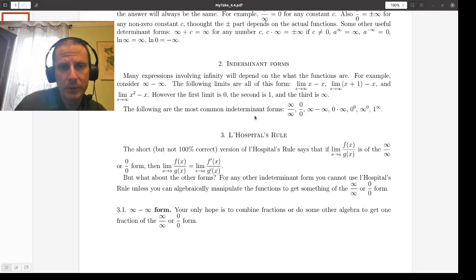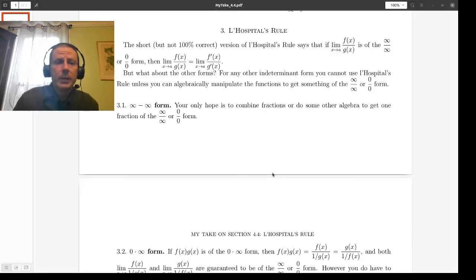So the main indeterminate forms, these aren't the only ones, but the main ones we concern ourselves with, are infinity over infinity, 0 over 0, infinity minus infinity, 0 times infinity, 0 to the 0, infinity to the 0, and 1 to the infinity. Now, L'Hopital's rule only directly applies to 2 of those forms, the infinity over infinity and 0 over 0 form, in which case the limit will be the limit of the derivatives, provided the limit of the derivatives actually exists.